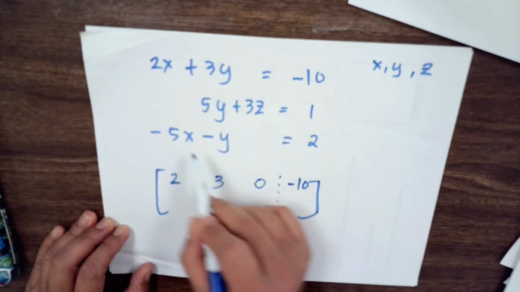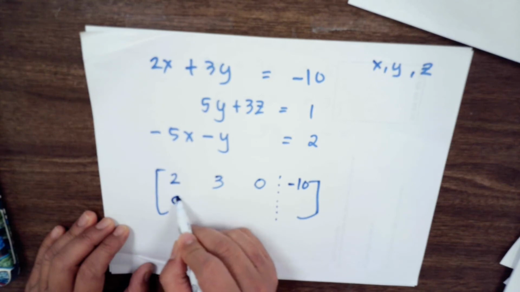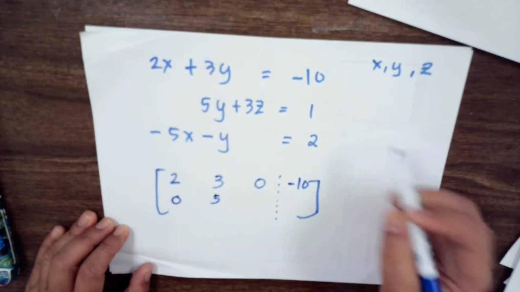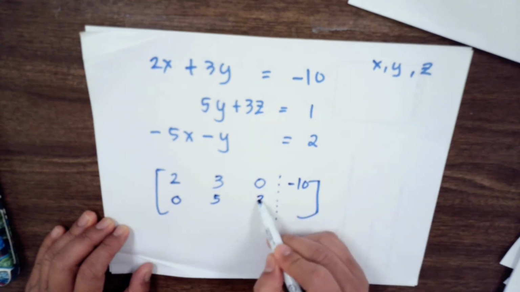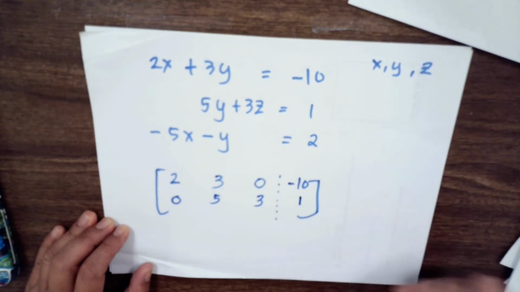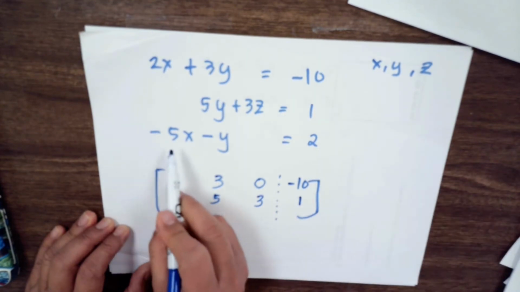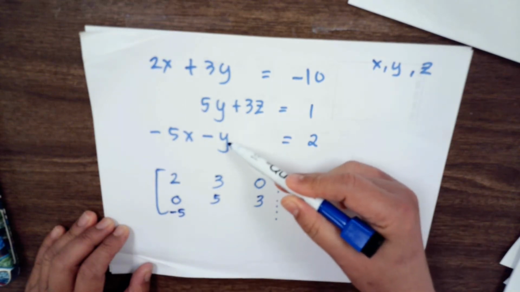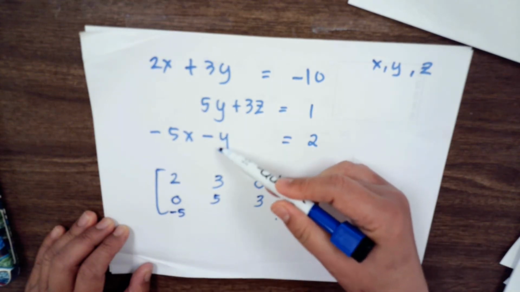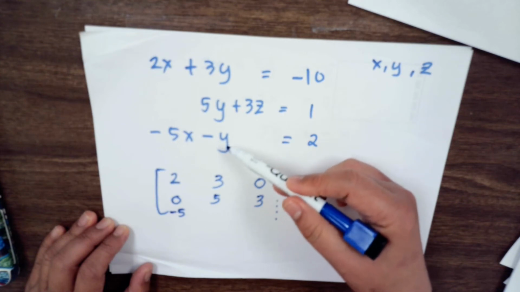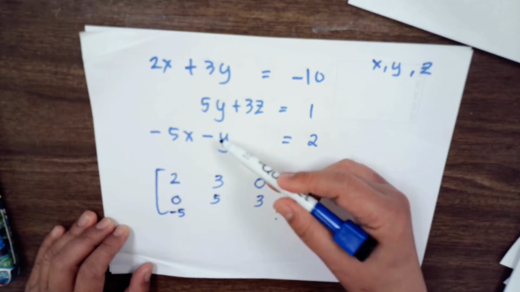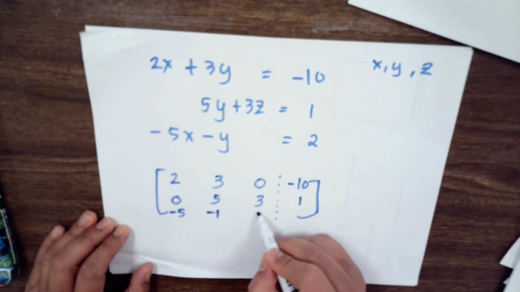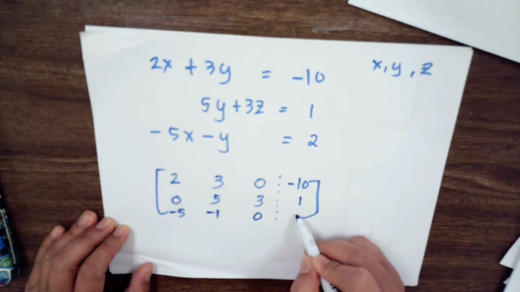For this equation, you don't have an x term, so you will put 0. You have the y term, which is 5 for its numerical coefficient, and 3 for z, and then you have 1. For the third equation, the numerical coefficient of x is -5, and the numerical coefficient of y is -1. If it doesn't show a number and there's a letter, it means that the number beside it is 1. And you don't have a z term, so you put 0, and then a constant value of 2.